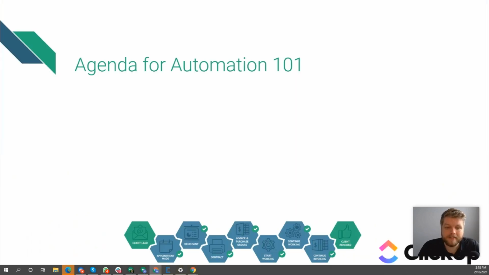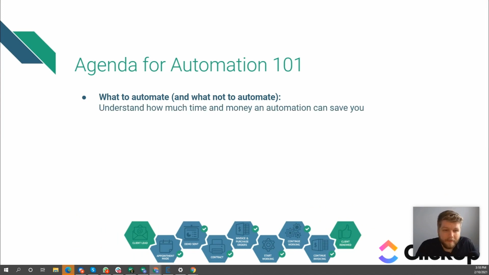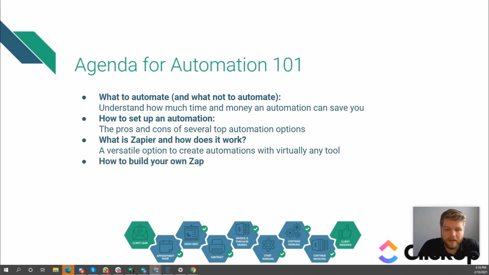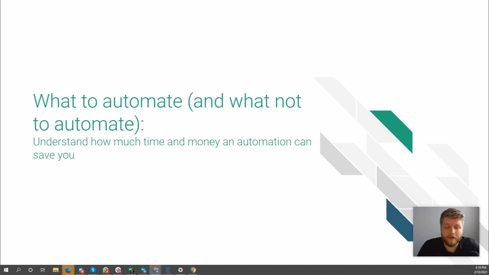Excited to be here. So here's our agenda today. First, we're going to talk about what to automate and what not to automate. Then we're going to talk about the nitty-gritties of how much time it takes you, how much money you can actually save by automating. We're going to talk about how to set up an automation, the pros and cons of several options that are out there in the marketplace. We're also going to talk about what Zapier is and what it does. We're also going to dive into how to build your own Zap. We're going to get our hands dirty here today. We're going to do some winning automations inside ClickUp. We're going to show you how we've done some of that in the past and what that looks like for the future. And we're going to show you some of those examples. So pretty exciting stuff. All right, let's get into it.